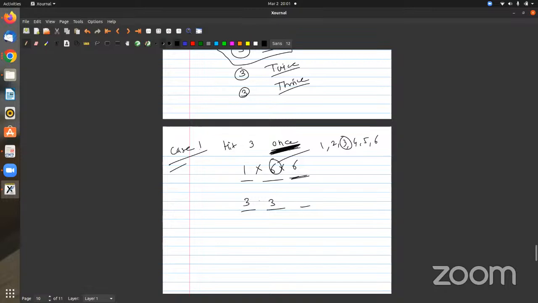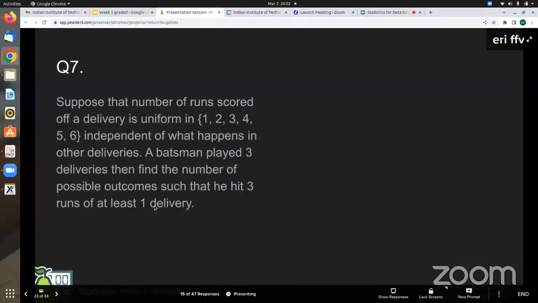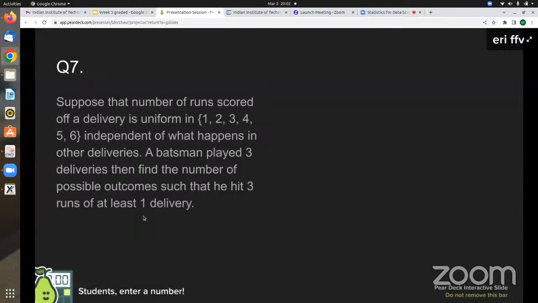That's why, when I wanted to say once, that means that 3 comes only once. Either I can have 3 here, or I can have 3 here, right? You all understand my point? Yeah, I understood. But why do we impose the condition? Because it is written at least once, right? At least one delivery means, at least for one ball, you would have hit 3 runs. You scored 3 runs. So at least one means what?